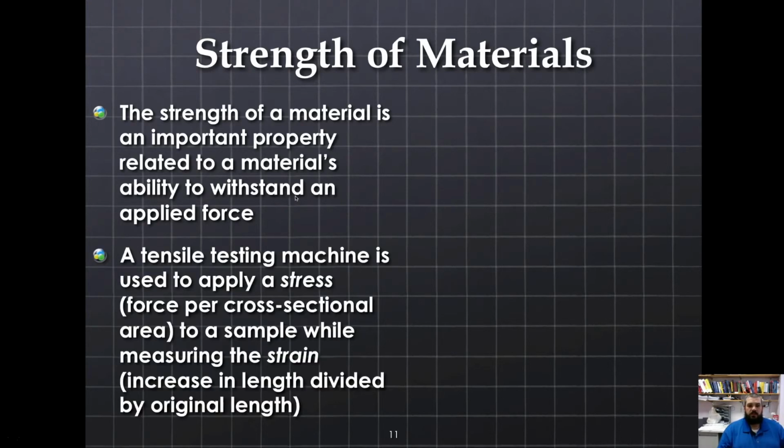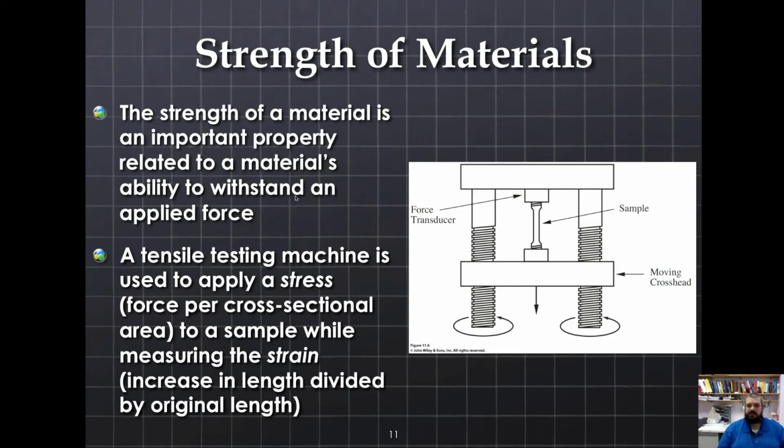So we can use something called a tensile testing machine to relate stress and strain. Stress is the force applied per unit area to a part or to a sample, and you can measure the strain, which is looking at the increase in the length. So if you're pulling on a sample, as you stretch it out, the change in length divided by the original length gives the strain.